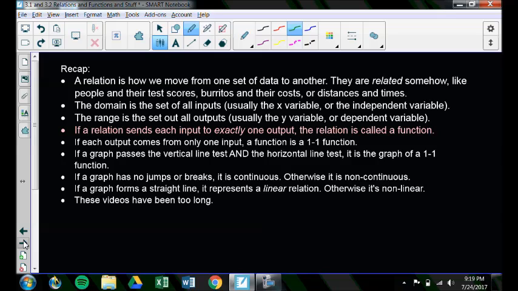Boom, we did it. We made it. I'm going to recap very quickly, and then you can curse my name as you go home, or as you go to bed, or whatever it is you're doing. A relation is how we move from one set of data to another.